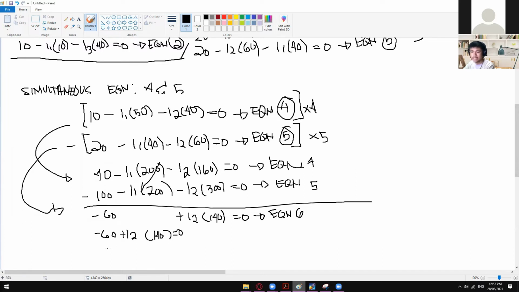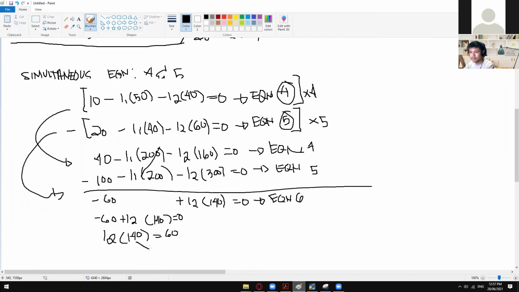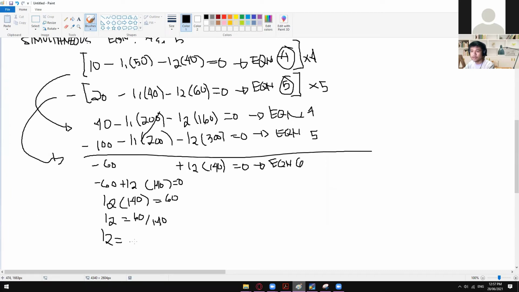Okay, so just transpose this negative on the other side. So it will give us I2 times 140 is equal to 60. And then simplify this one a little bit more by putting this on the other side. So I2 is equal to 60 divided by 140. Using your calculator, I2 is equal to 60 divided by 140. It will give us a result of 0.428, or 429 rather. You're going to round up the 8 into 9. So 0.429 ampere. So this is now the value of our I2.